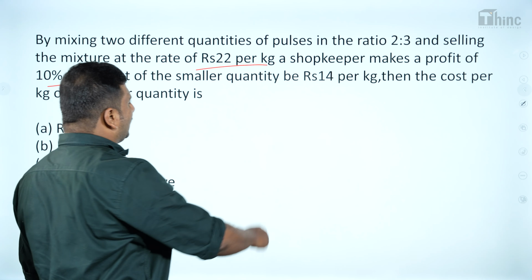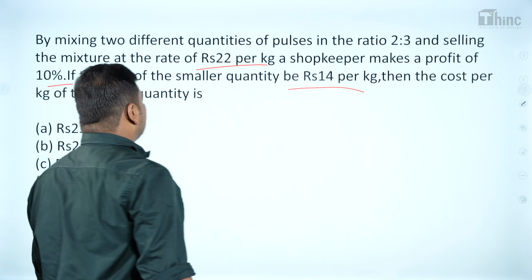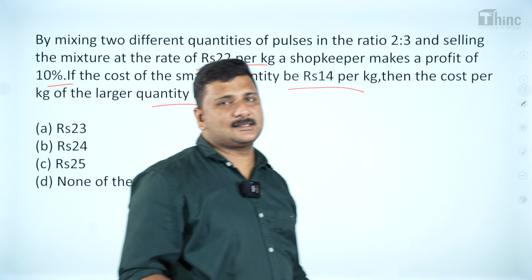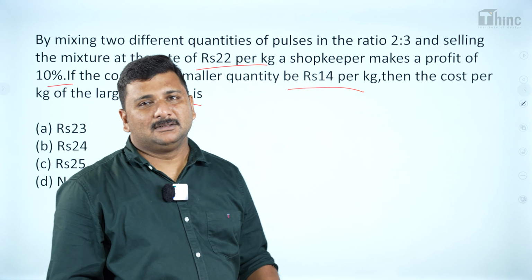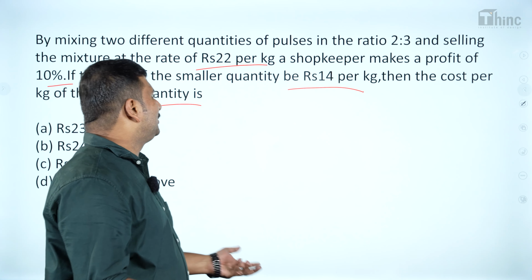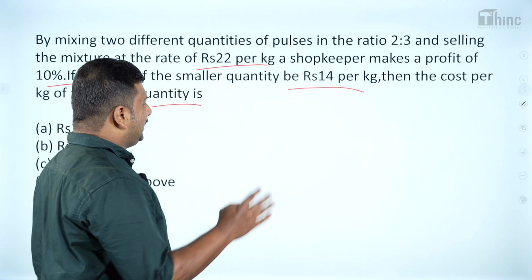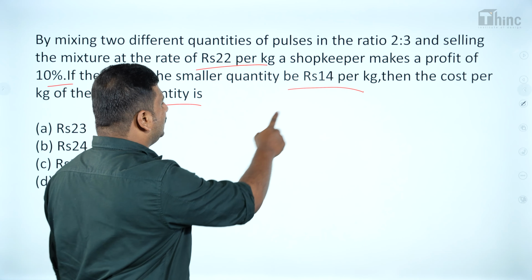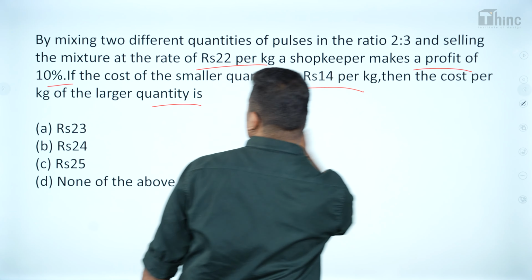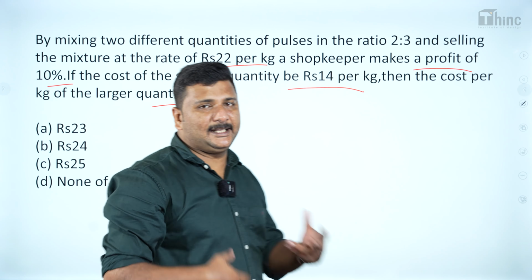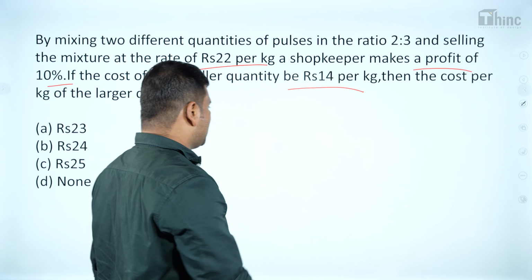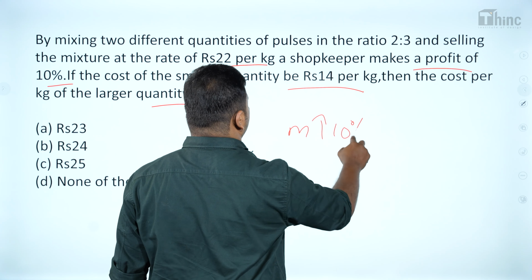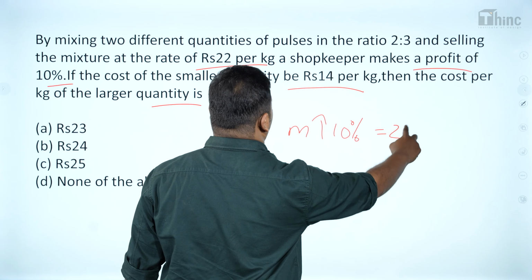If the cost of smaller quantity is 14 per kg, what is the cost per kg of the larger quantity? Now the problem here is we don't know which is the cheap one, which is the good one, we have no idea. So anyway, let's break it down. It's clearly given that he sells it at 22 and makes a profit of 10%, right? By selling it at 22, there is a profit of 10%. So mixture price increased by 10% is nothing but 22.